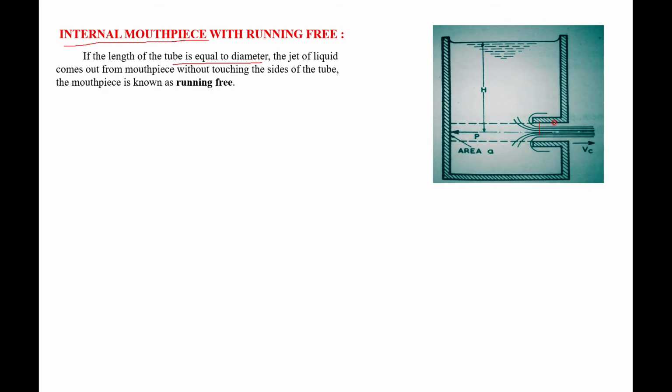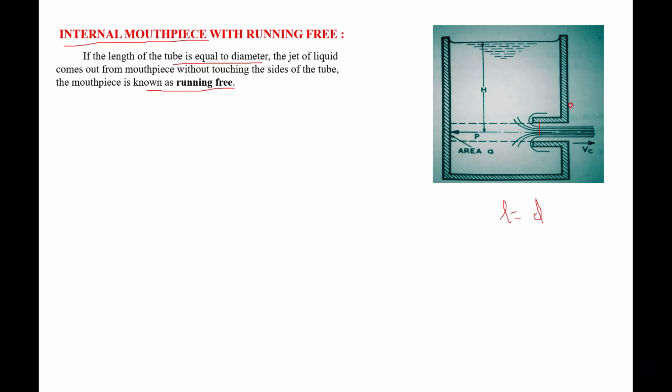If the projection is inside, it is called an internal mouthpiece, but running free means the length of the tube L is equal to the diameter, and the jet of liquid coming out through this tube is not touching the sides of the mouthpiece, just coming out straight. Without touching the sides of the tube, the mouthpiece is known as running free.